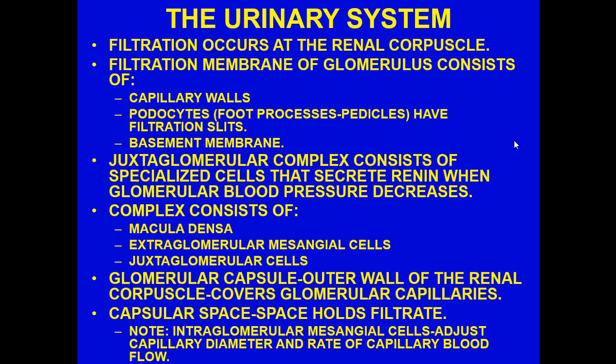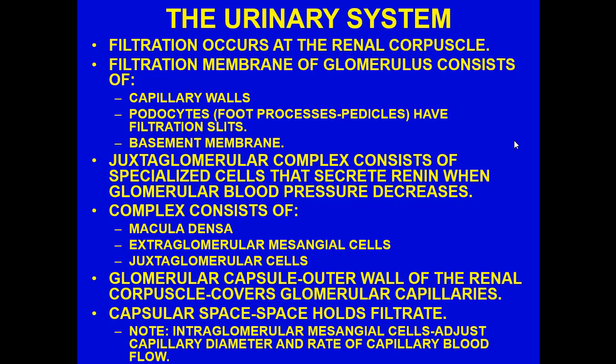Now, the juxtaglomerular complex consists of specialized cells that secrete renin. What happens is right around the point where the afferent arteriole and the efferent arteriole pass through each other or come close to each other, just before they come to the glomerulus, you've got this little complex. It consists of the macula densa, the extraglomerular mesangial cells, and the juxtaglomerular cells, JG cells, as they're referred to. What's going on there? We're going to get into that in just a little bit.